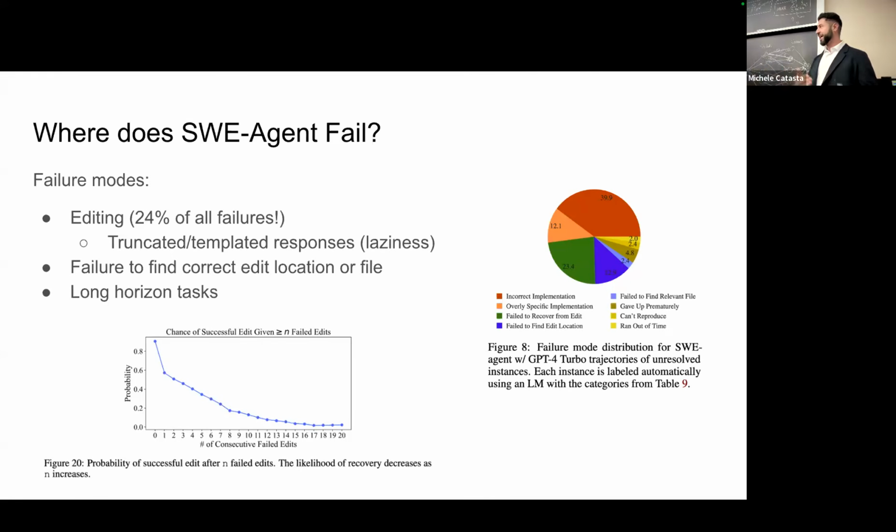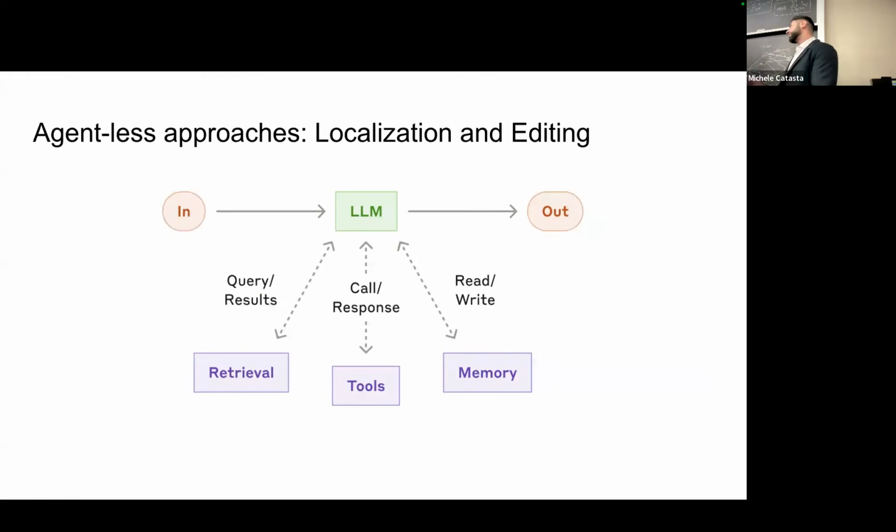One is more of an agentless solution. I know the lecture is about coding agents, but I'm going to show you something that is not actually an agent and it performs pretty well. And then the other direction is even more advanced and, let's say, more intricate compared to what I just showed you. So let's start from the easier one, which is agentless.